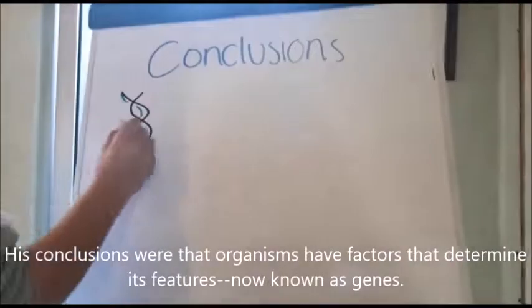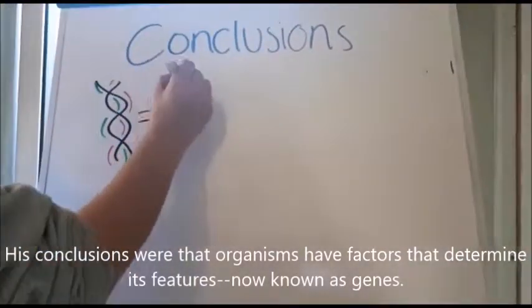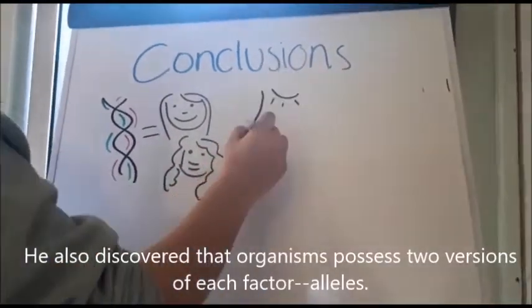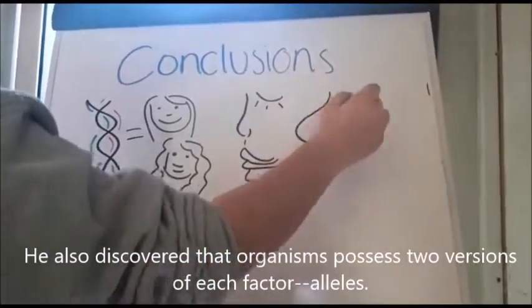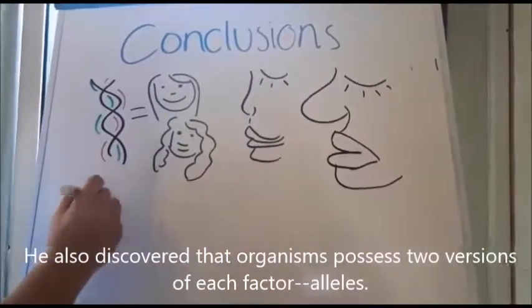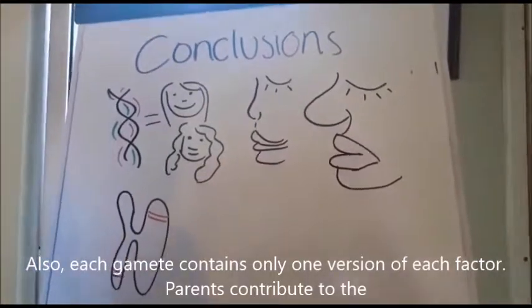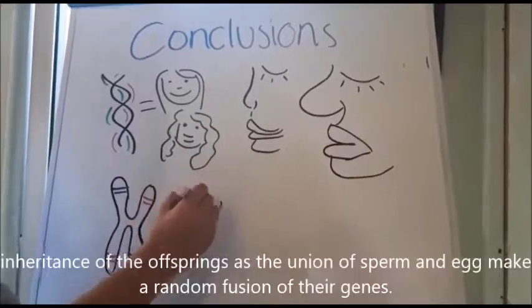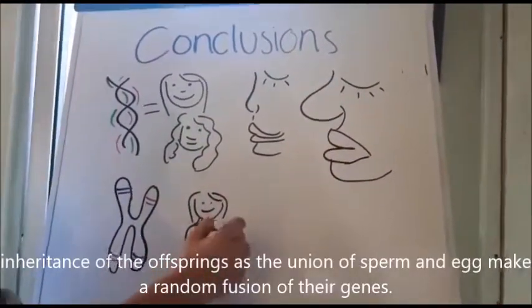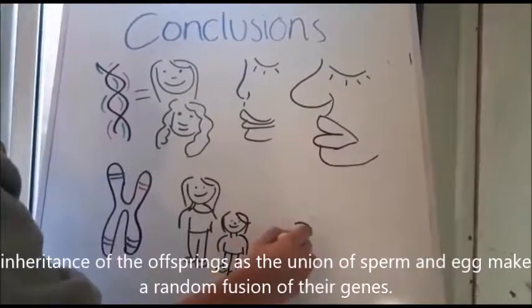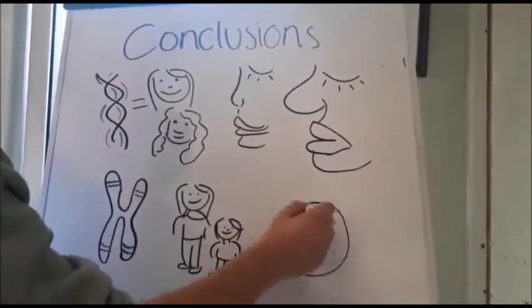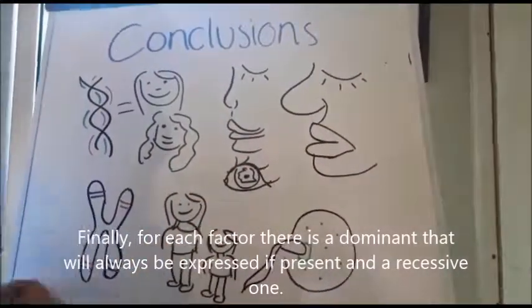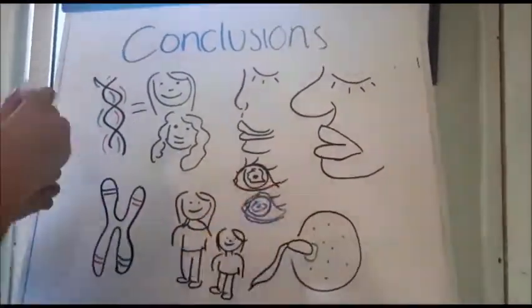His conclusions were that organisms had factors that determine their features, now known as genes. We also discovered that organisms possess two versions of each factor, alleles. Also, each gamete contains only one version of each factor. Parents contribute to the inheritance of the offspring, as the union of sperm and an egg makes a randomization of their genes. Finally, for each factor, there is a dominant one that will always be expressed if present over a recessive one.